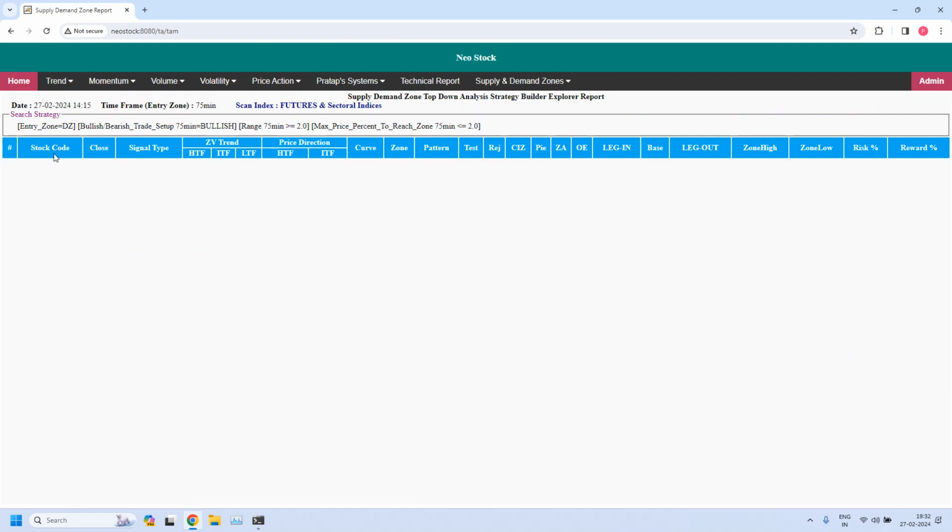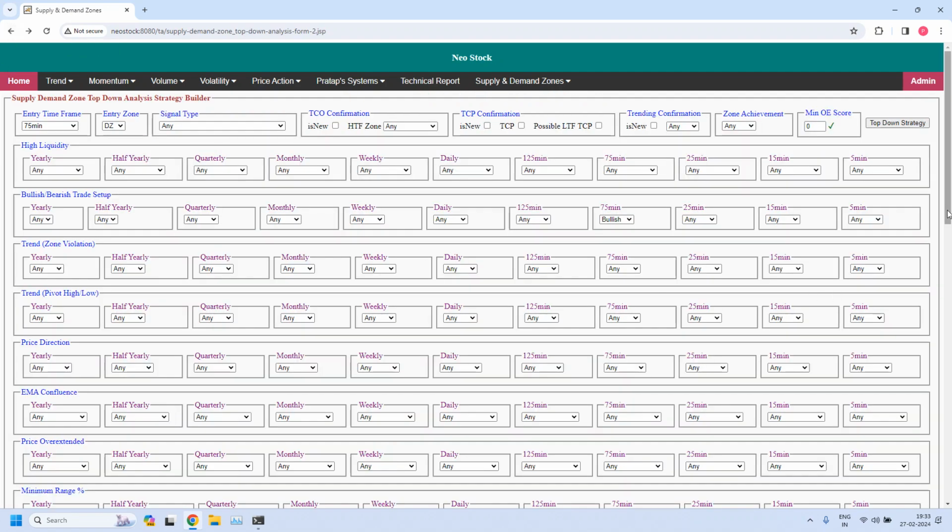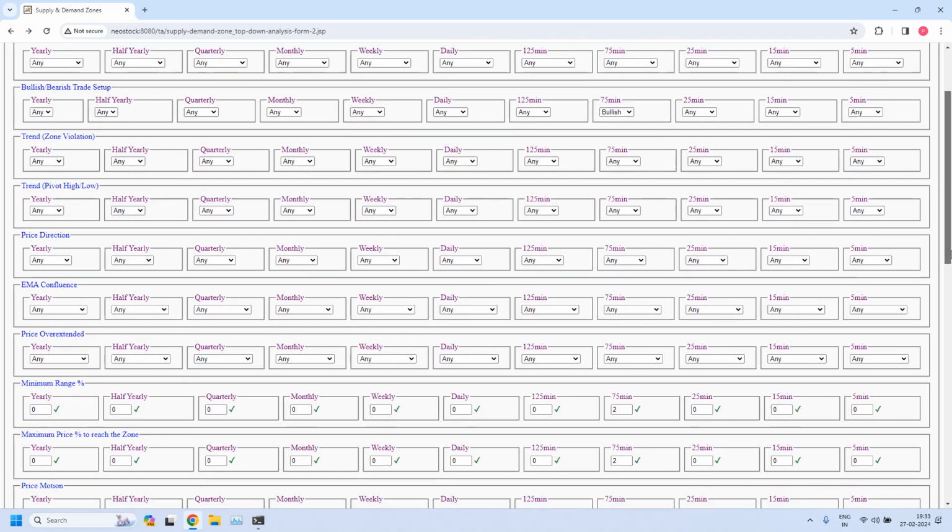Let me check all our parameters are proper. Entry zone is demand zone. Bullish or bearish trade setup, in 75 minutes we have selected bullish, good. And the range should be at 75 minutes, 2% range we are looking for. And max price percent to reach the 75 minute zone should be less than 2%, all conditions. That means within 2% also no stocks are available. So we will set the 3% level, maximum price percent to reach the zone. Let us set the value 3.